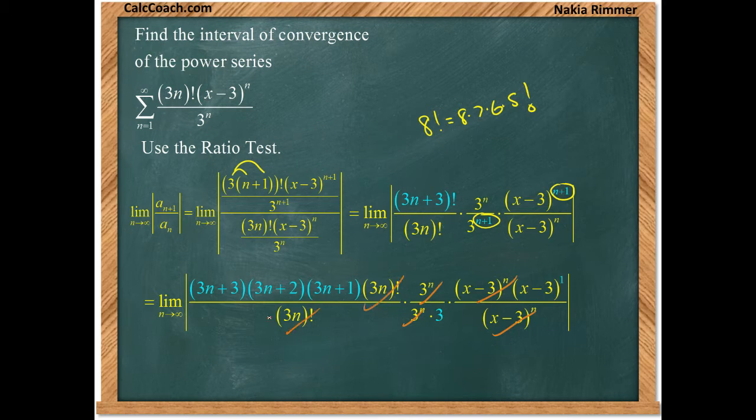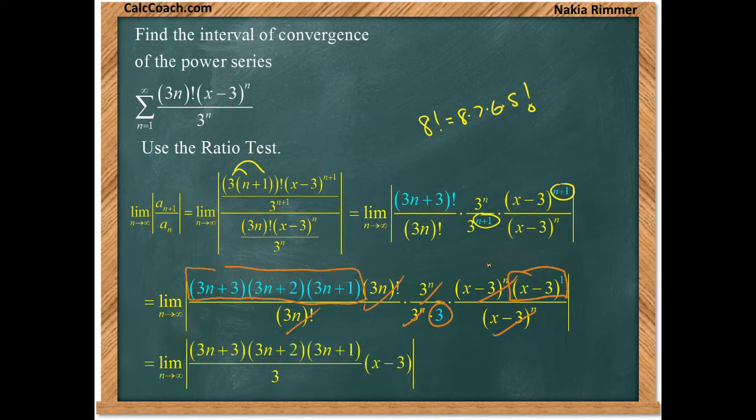Well, then what are we left with? The 3n + 3, the 3n + 1 times 3n + 2. We're left with the 3 in the denominator and an x − 3. But n's getting large. No matter what x is, the denominator's 3, but the numerator is going off to infinity. There's no x that will make this less than 1 for convergence. The limit is infinite, which is never less than 1. Always greater than 1, no matter what x is.